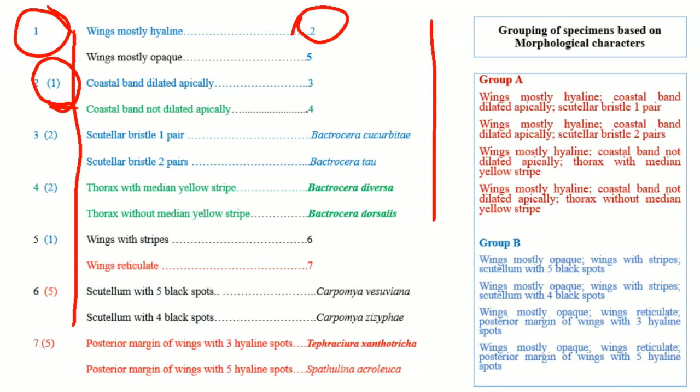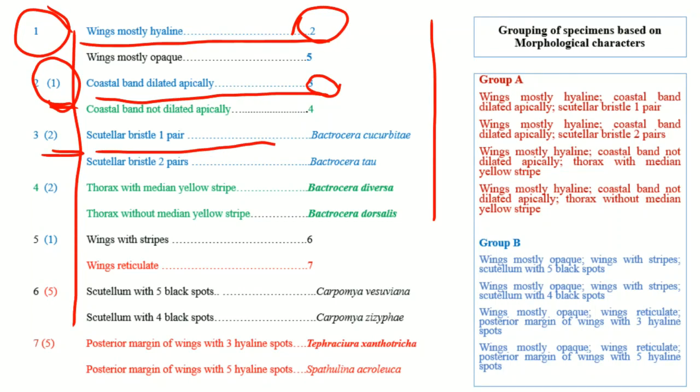Next, after the costal band not dilated apically, and moving from the costal band dilated apically, there is a number mentioned, 3. The character mentioned at number 3 is scutellar bristles 1 pair. If the specimen you have has wings that are mostly hyaline, next moving towards 2, costal band dilated apically, next moving towards 3, scutellar bristles 1 pair, it is identified as Bactrocera cucurbitae.